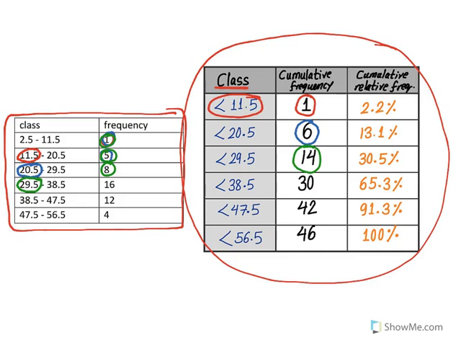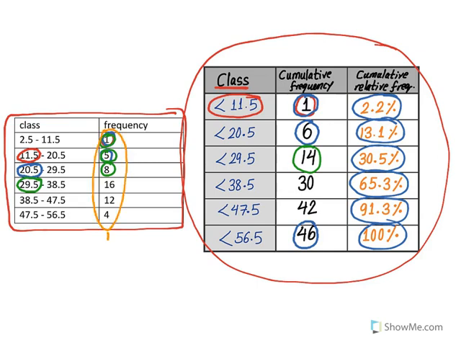Then what you can do is the cumulative relative frequency, which are the percentages. These percentages, you can get them in many ways, but one way is to divide this number that you have here by the total number of values. By the way, if you add up all the values in this frequency table, you will get, of course, 46. And so you can divide 1 by 46 and multiply by 100, then divide 6 by 46 and multiply by 100, and so on, to get the cumulative relative frequency.